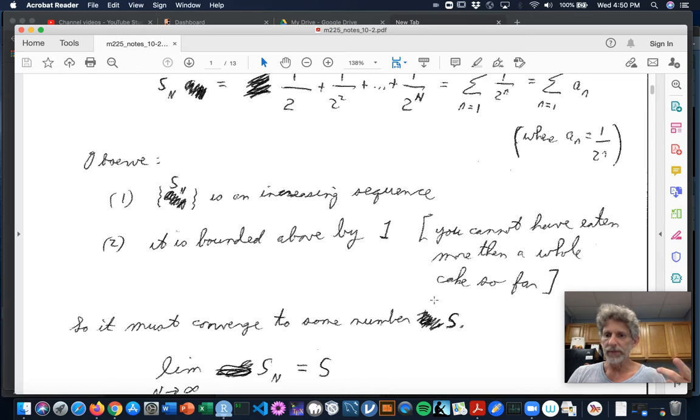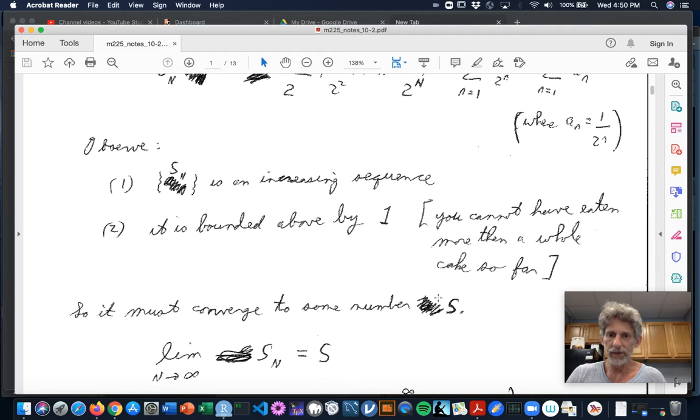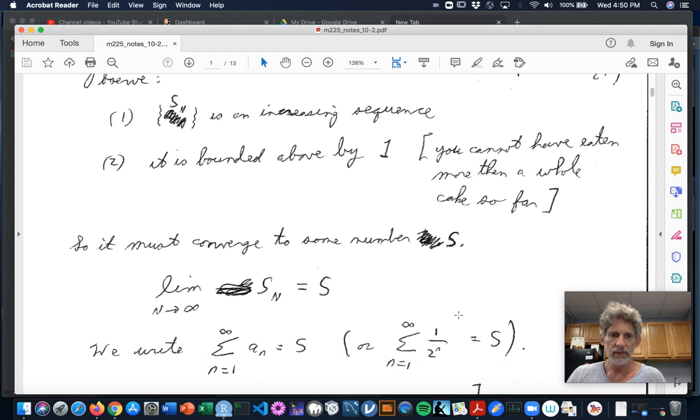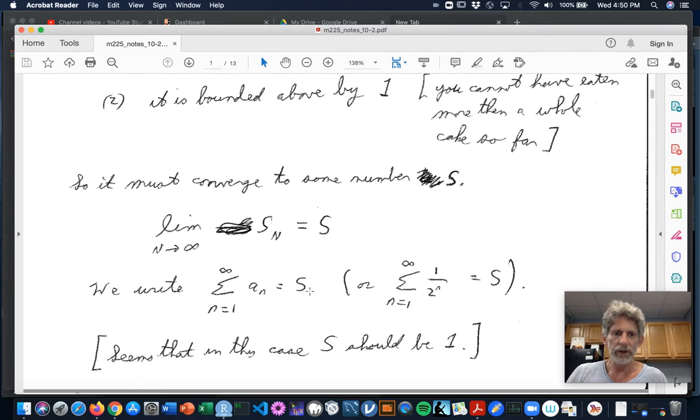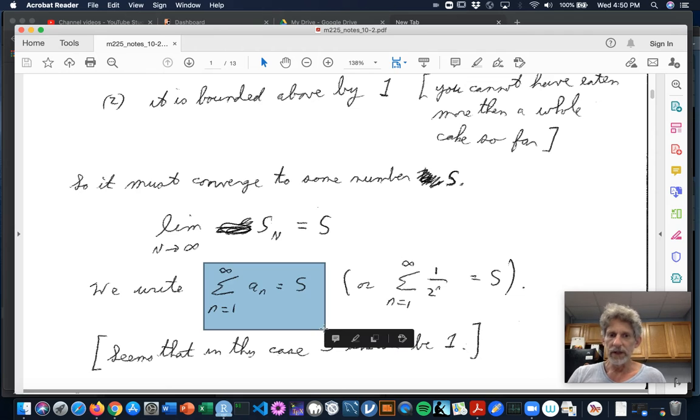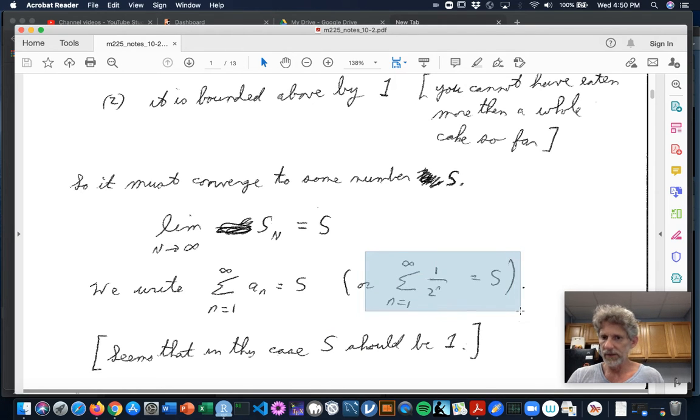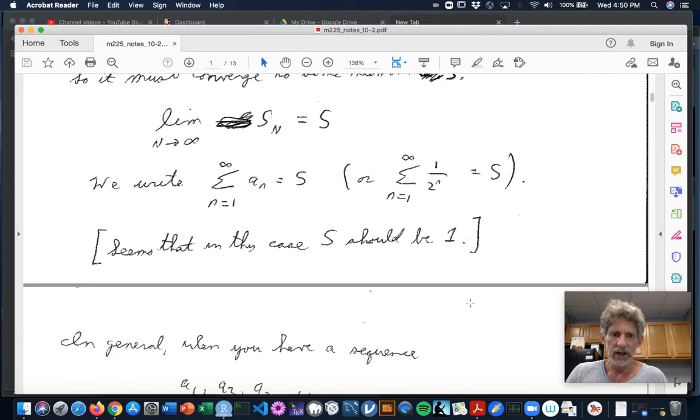So actually, by the monotone convergence theorem, we know that this sequence of partial sums must converge to some number that I'm going to call S. Or we could write limit as capital N goes to infinity of S sub N is capital S. We could also write this, or we could write this. You'll see different ways of writing it when you're saying that this sequence of partial sums converges.